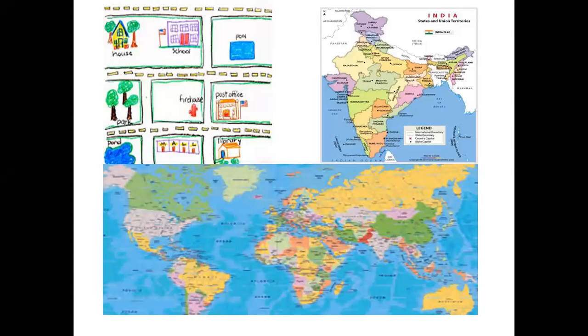Here you can see some examples of maps. So children, you can have a map of any region. Maps can show any area. It can be big or small. So you can have a map of the area in which you live, a map of your city, a map showing your country, or even a map of the entire world.